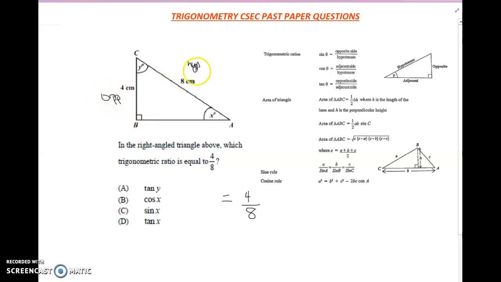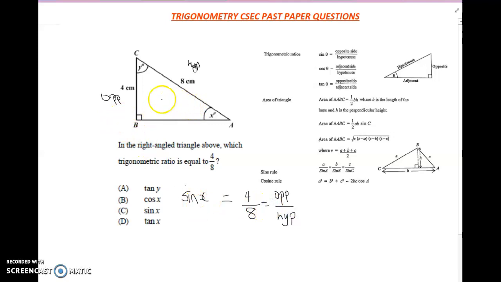So could we use opposite over hypotenuse? What is opposite over hypotenuse? Sine, right? So sine x. And there we have it, sine x. Sine of the given angle, opposite over hypotenuse. Look how easy that one was, right?